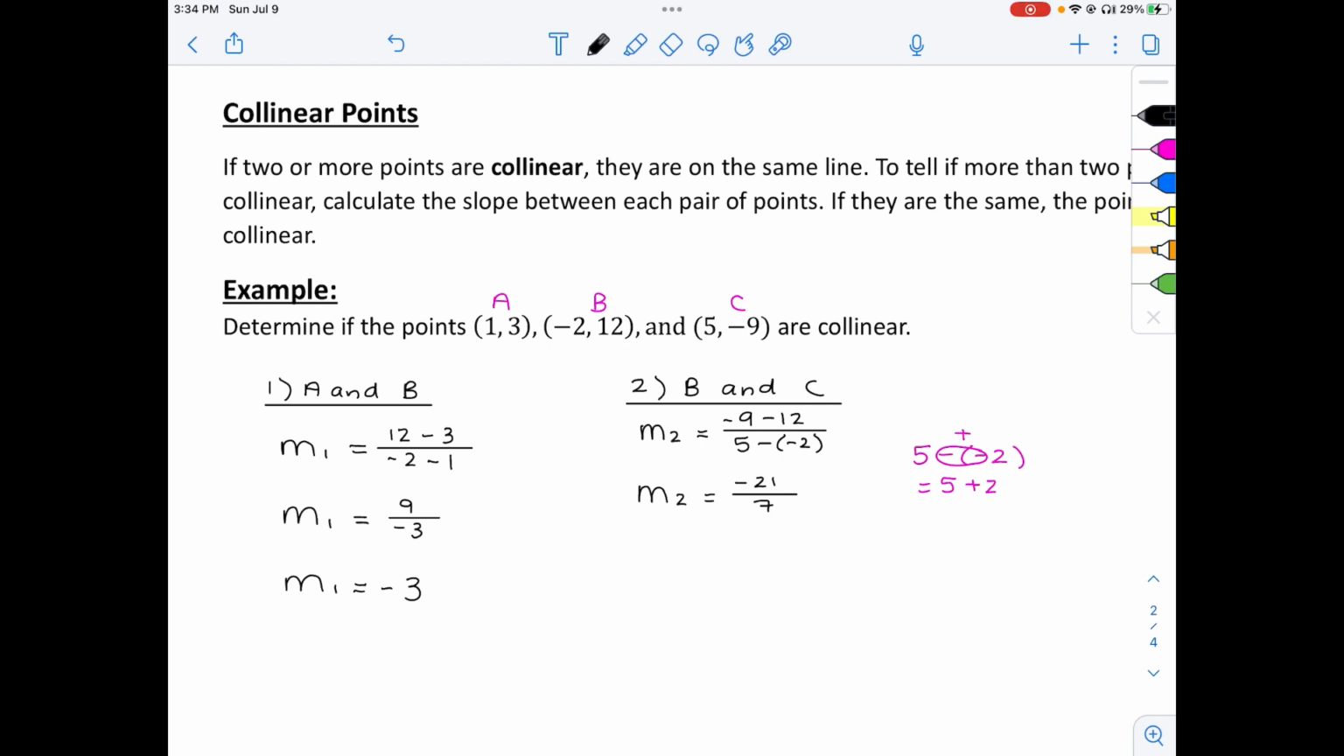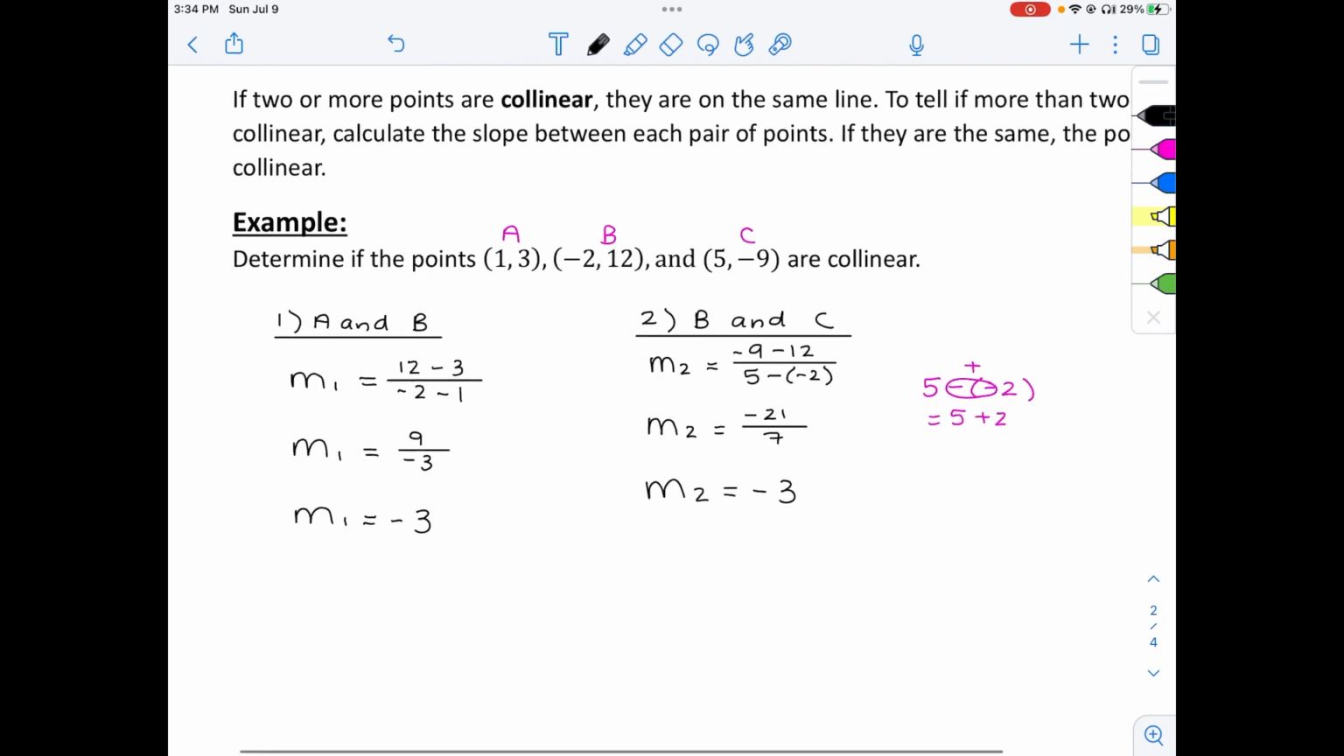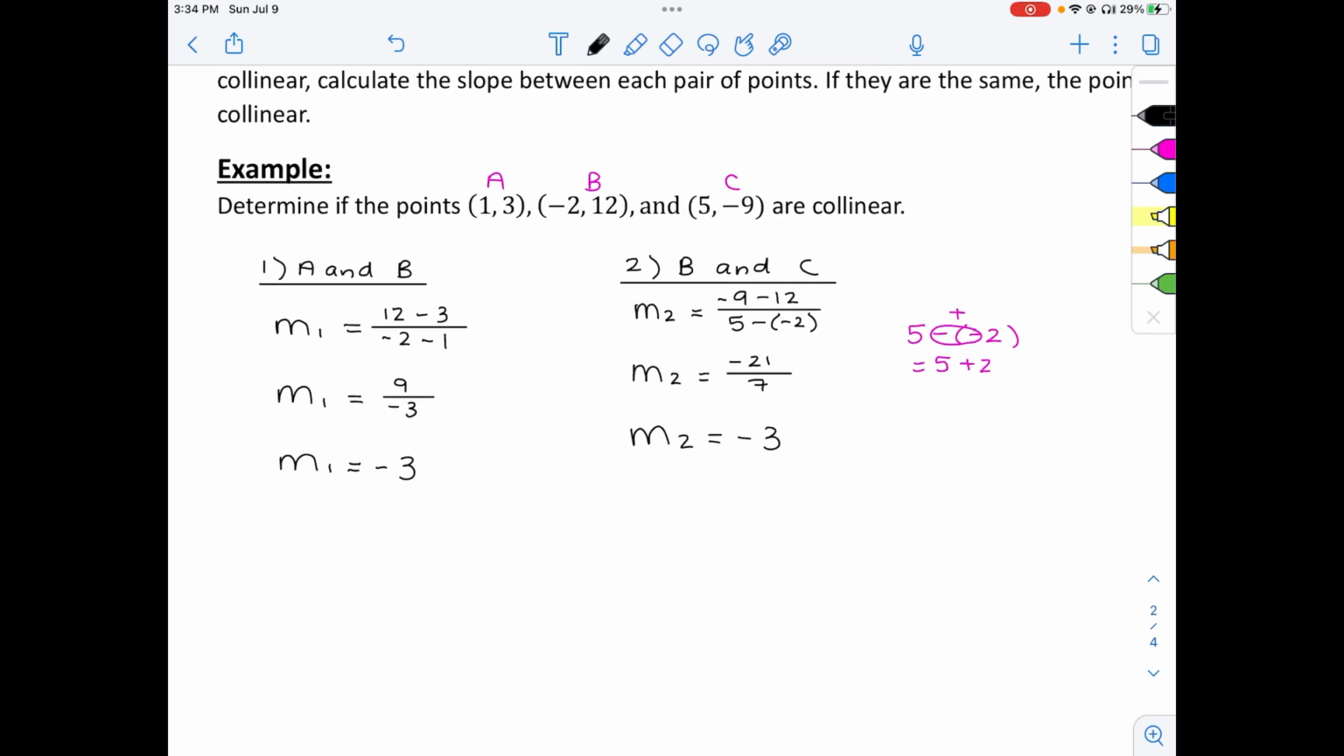And again, we're checking, can we simplify this fraction, or can we divide -21 by 7 nicely, which yes, we can. If you divide -21 by 7, you get -3. So look at that, m2, our second slope, is the same as m1. So what we would say then is we would just write a sentence here, and we can say m1 is equal to m2, so therefore A, B, and C are collinear.